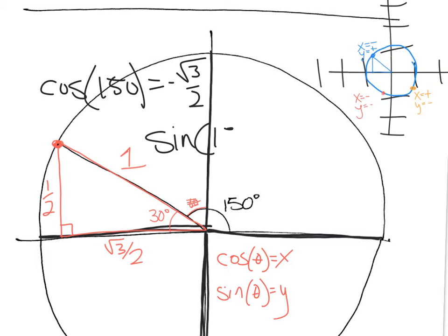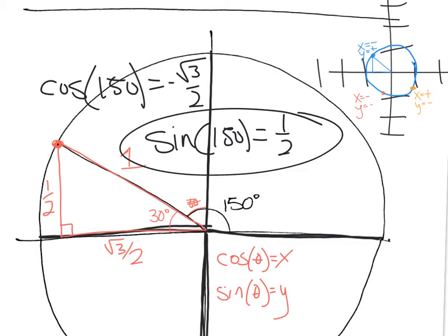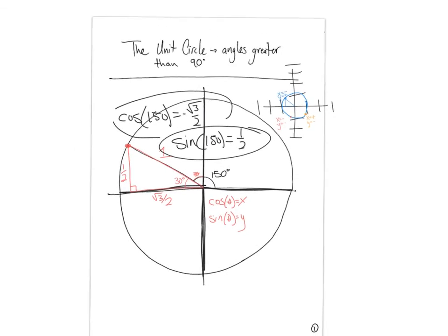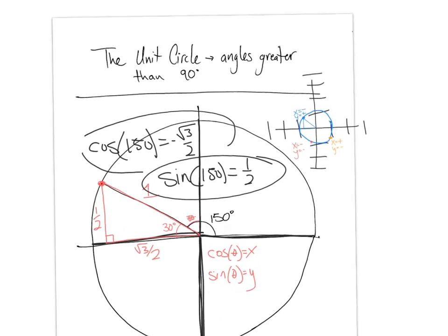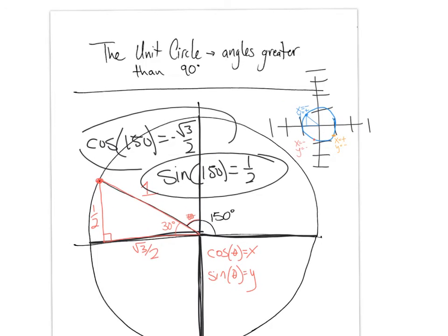The sine of 150 degrees, let's take a look at our y-coordinate. Looks like a positive 1/2. And so the sine of 150 degrees is positive 1/2. Boom. Yep, you can do it. No calculator necessary. So that's our first example of an angle greater than 90 degrees. Let us proceed.